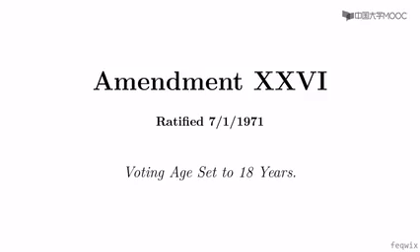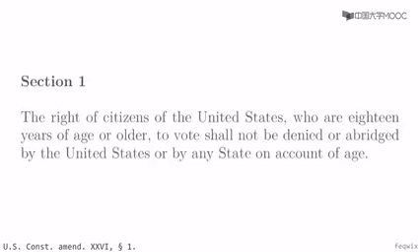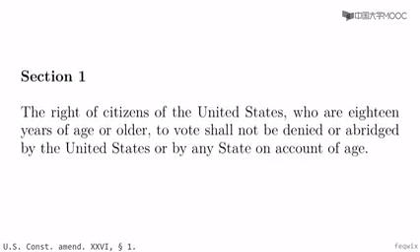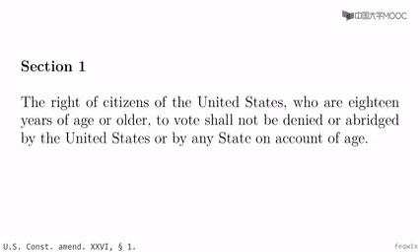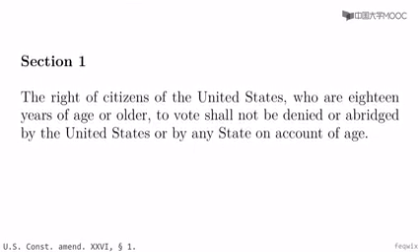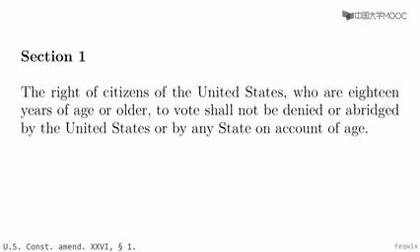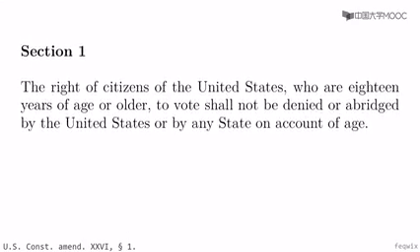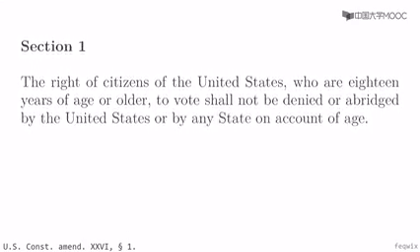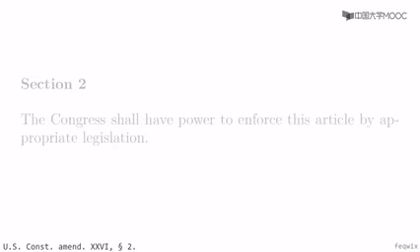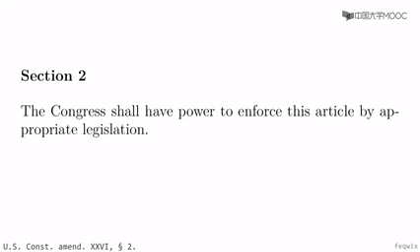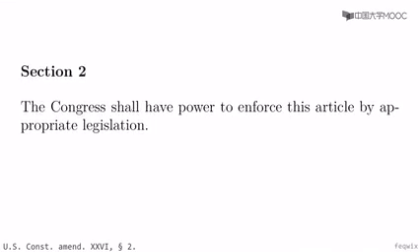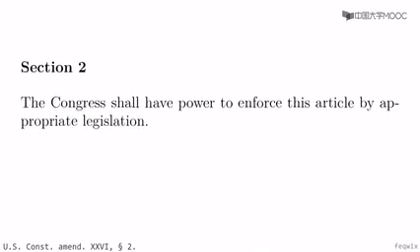Amendment 26. Section 1. The right of citizens of the United States who are 18 years of age or older to vote shall not be denied or abridged by the United States or any state on account of age. Section 2. The Congress shall have the power to enforce this article by appropriate legislation.